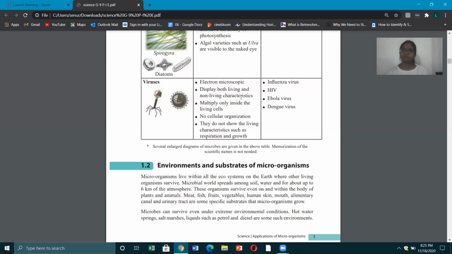And there are some characteristics like that. So why we say viruses are non-living is because, one, they do not show any cellular organization. Their cells are not organized. And the other thing is they do not show the living characteristics such as respiration and growth.